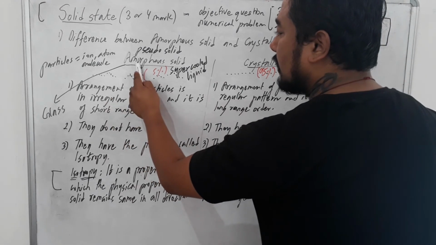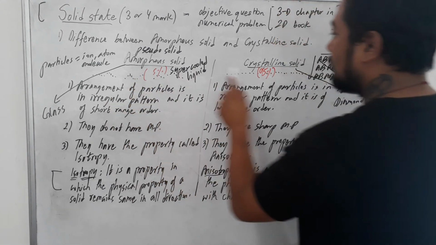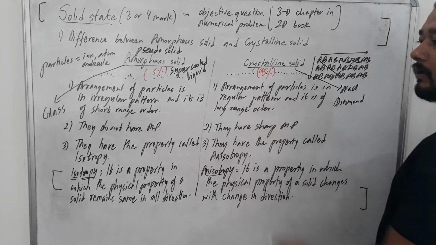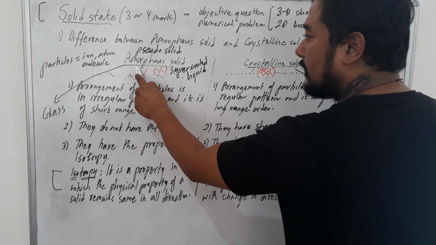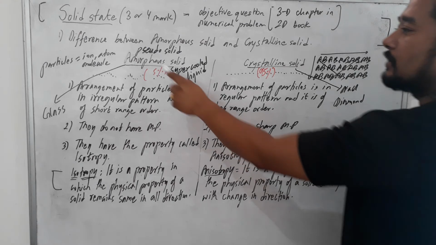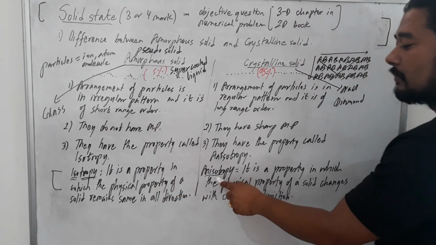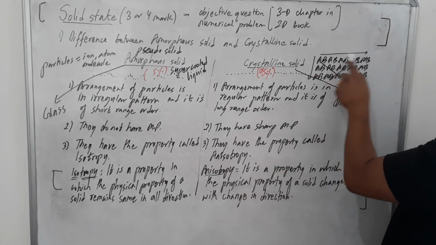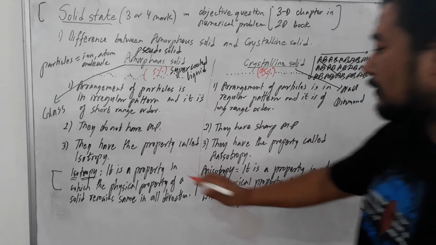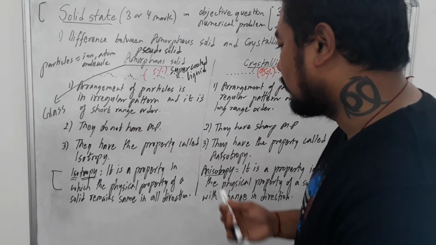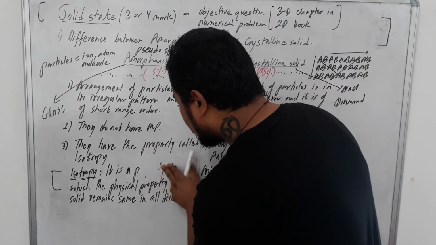Amorphous solids have irregular arrangement, and it is of short range; crystalline solids have regular arrangement, and it is of long range. Amorphous solids don't have a sharp melting point; crystalline solids do have a sharp melting point. Then there is isotropy, which means the physical property remains the same in all directions, whereas anisotropy means the physical property changes with change in direction. Instead of property here, we can use the word phenomena.